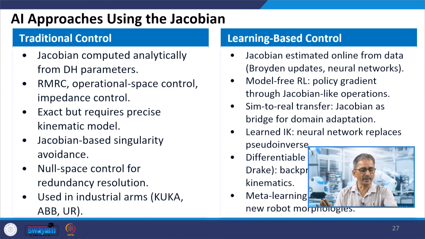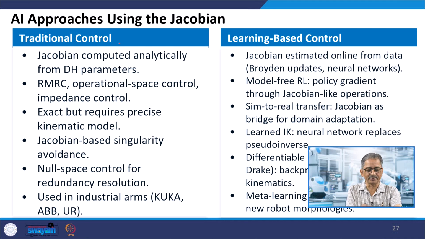Here are the AI approaches used with the Jacobian. First, the traditional control approaches, where the Jacobian is computed analytically from DH parameters: RMRC, operational space control, impedance control, all these concepts can come. They are exact but require a precise kinematic model. Jacobian based singularity avoidance and null space control for redundancy resolution can be used. They are used with industrial arms.